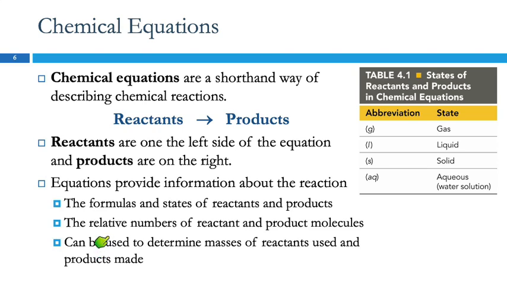We can also see the relative numbers of reactant and product molecules from this chemical equation, and we can use the equation to determine the mass of reactants used or the mass of products produced.